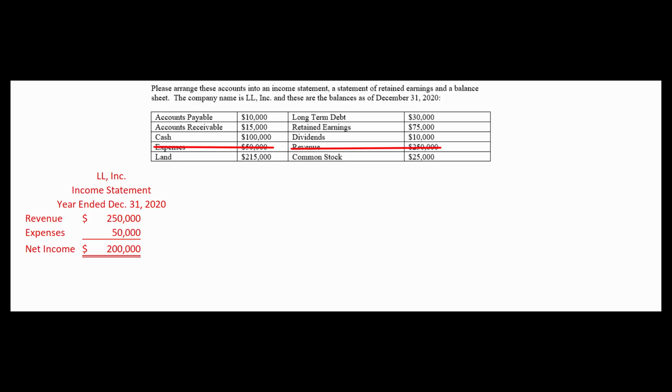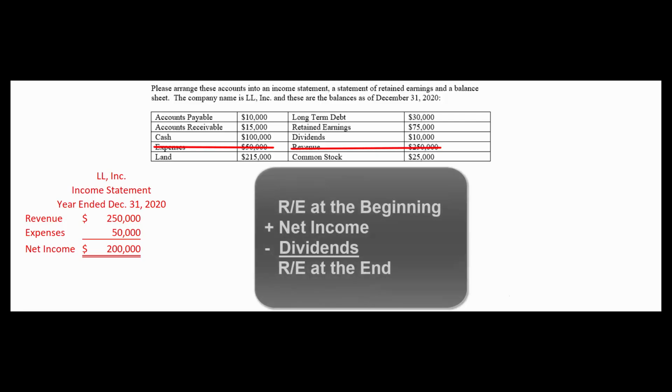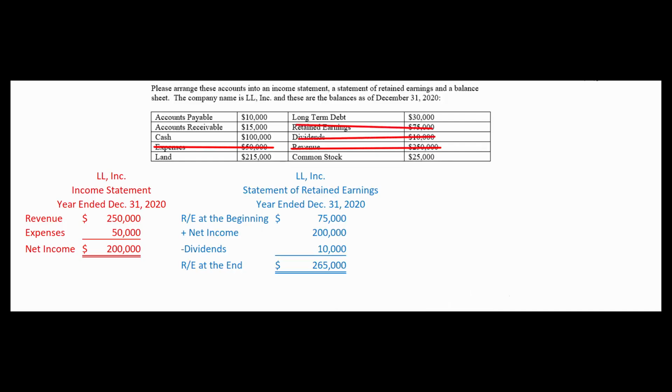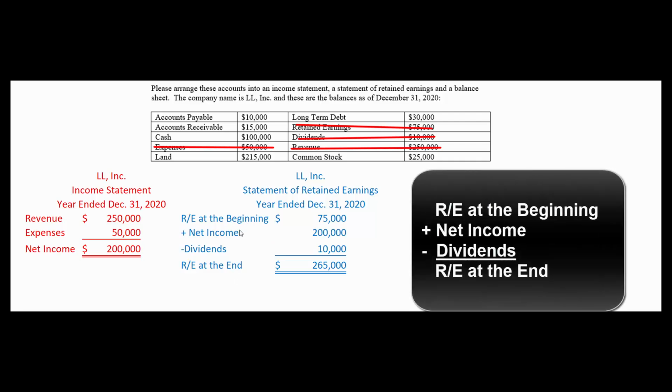Next is the statement of retained earnings. I ask my students to memorize retained earnings at the beginning, $75,000, plus net income, the $200,000 we just calculated, minus dividends of $10,000 gives us retained earnings at the end. So there's our statement of retained earnings. In the real world, we'd say retained earnings at January 1st, 2020, and then retained earnings at the end, December 31st, 2020. But I just want you to remember retained earnings at the beginning plus net income minus dividends gives us retained earnings at the end.